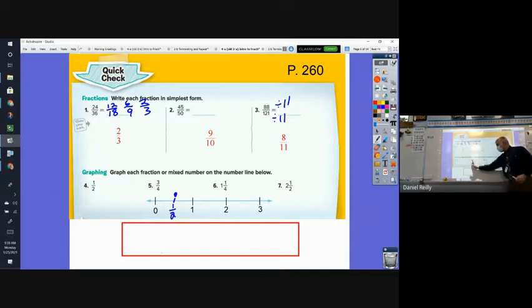3/4 means I have to split between 0 and 1 into 4 equal parts, and I'm going to count off 3 of them. So that's 3/4. If there's a number in front, you go to that number first, and then between there and the next whole number, you split it into this many parts and you count 1 more of them. So 1 1/4 is right here. And lastly, 2 1/2 should be halfway between 2 and 3, like that.